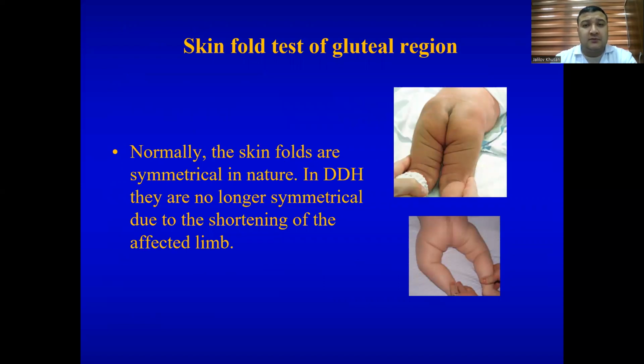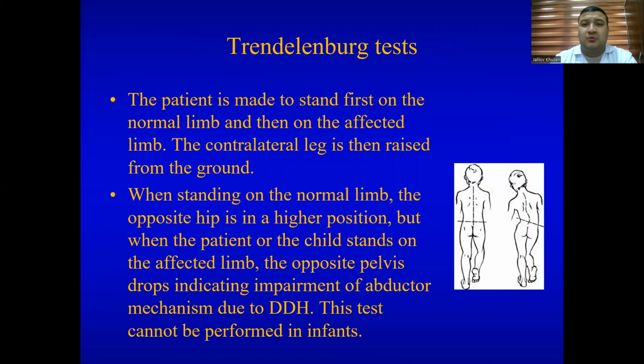Skin fold test of the gluteal region. Normally, the skin folds are symmetrical in nature. In DDH, they are no longer symmetrical due to the shortening of the affected limb. Trendelenburg test: the patient is made to stand first on the normal limb and then on the affected limb. The contralateral leg is then raised from the ground. When standing on the normal limb, the opposite hip is in a higher position. But when the child stands on the affected limb, the opposite pelvis drops, indicating impairment of the abductors.